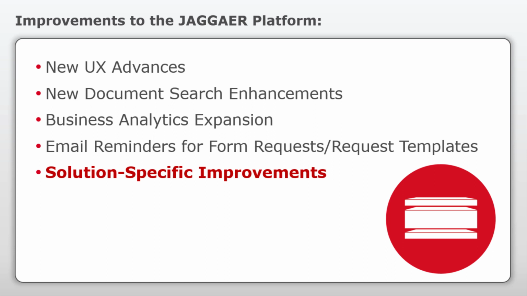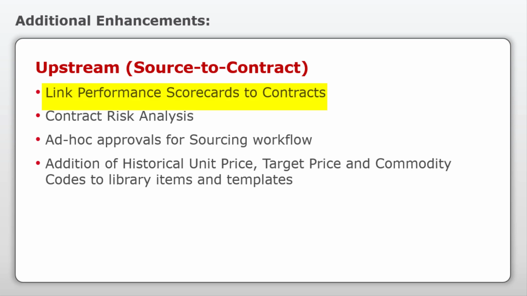20.2 brings a wealth of improvements to specific solutions in this portfolio. For upstream solutions, Contracts Plus adds the ability to link performance scorecards for suppliers to contracts, and you don't have to have the supplier management solution to do that. There's also new contract risk analysis capability. Watch the Contracts Plus video or read the release documentation to learn more.